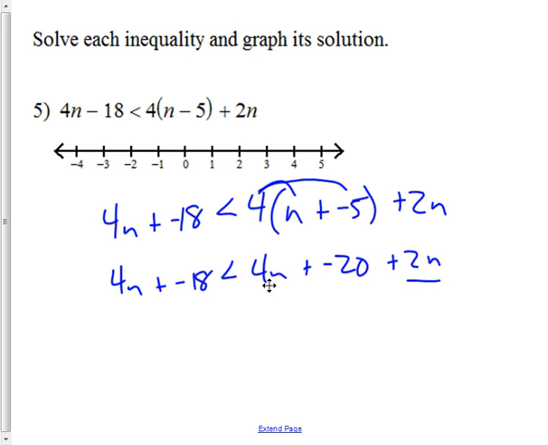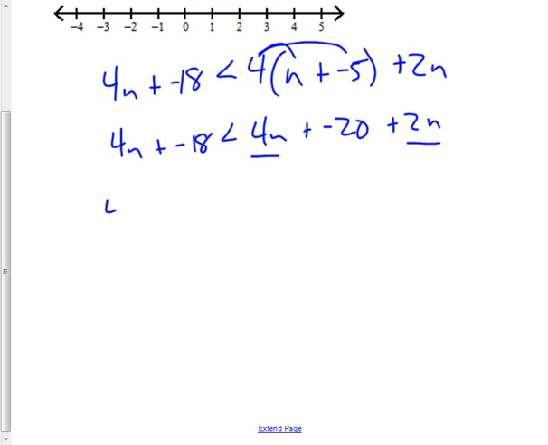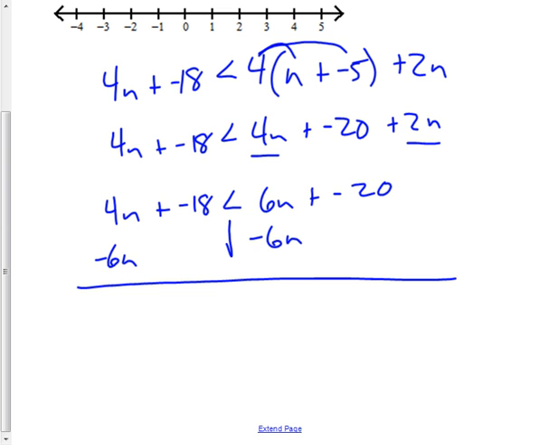All right, now I need to simplify or combine like terms on the right-hand side. So let's copy it down. 4n plus negative 18 is less than 6n plus negative 20. Okay. Now, I would like to give you another example on flipping the sign. So I'm actually going to get rid of the bigger one here. So we're going to go negative 6n, negative 6n. We're just subtracting here, so we're not going to do a sign flip right now. So we're just subtracting. Keep that in mind.